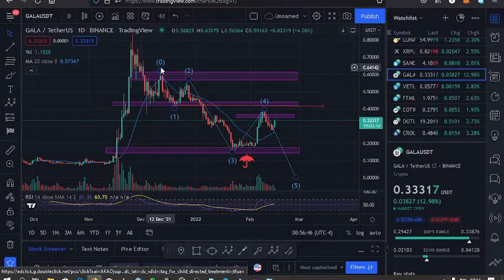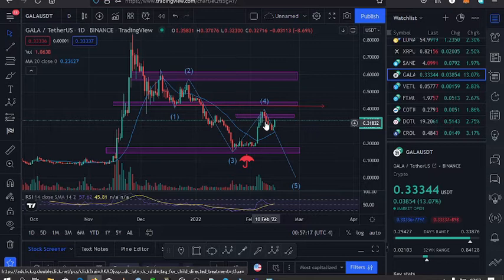wave pattern that is over here, having my wave 1, a wave 2, a wave 3, which took us to this low that we made around the $0.15 mark, and then a wave 4 which took us to around the $0.39 mark, and then a wave 5 which I'm anticipating that it is in formation at the moment, and that wave 5 I expect it to take us below the $0.15 mark where we have our support.